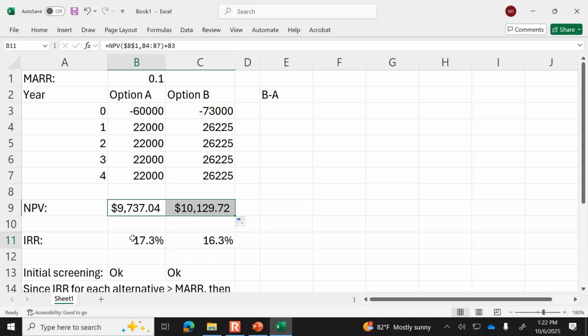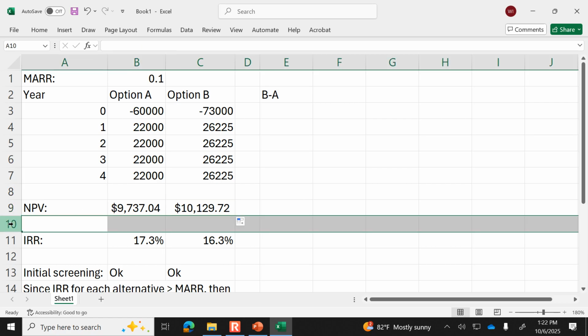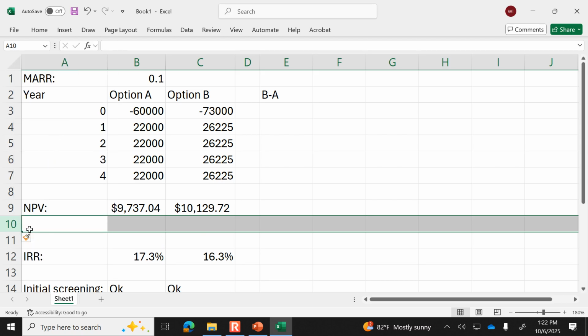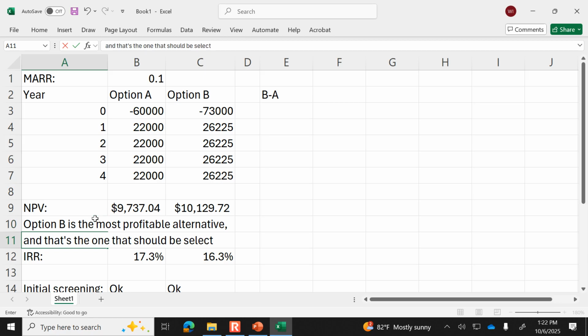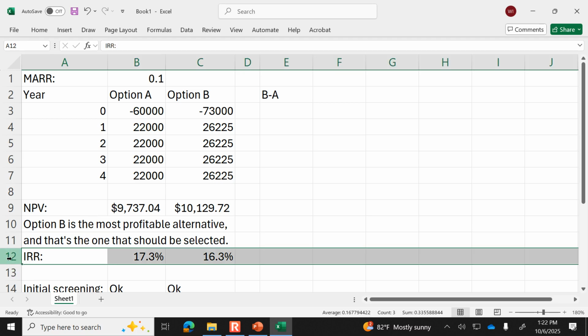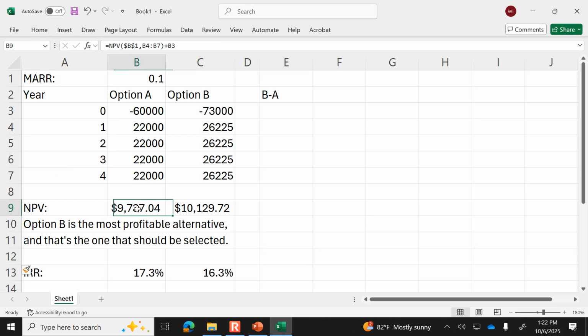So they were both suitable, and this is a further proof that both are suitable. But according to NPV, it also tells us which one is best. So option B is the most profitable alternative, and that's the one that should be selected. All right, good to know. What do these amounts here, what do they mean? We've talked about that before.